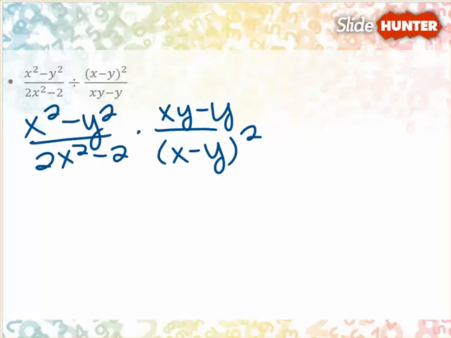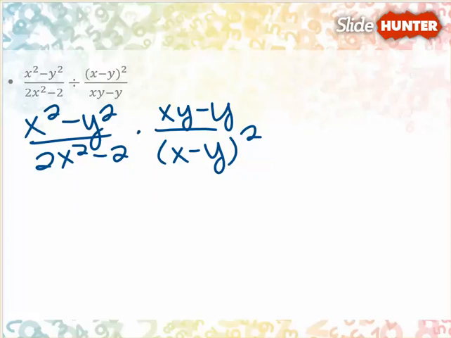Let's try another one. This division problem, x squared minus y squared over 2x squared minus 2, divided by x minus y squared over xy minus y. First step is to write this as a multiplication problem. Keep, change, flip. So here's my problem rewritten as multiplication. Notice I'm multiplying by the reciprocal, so I flipped that second fraction.